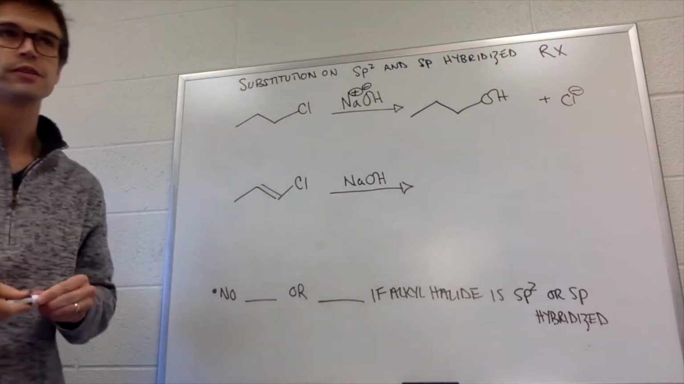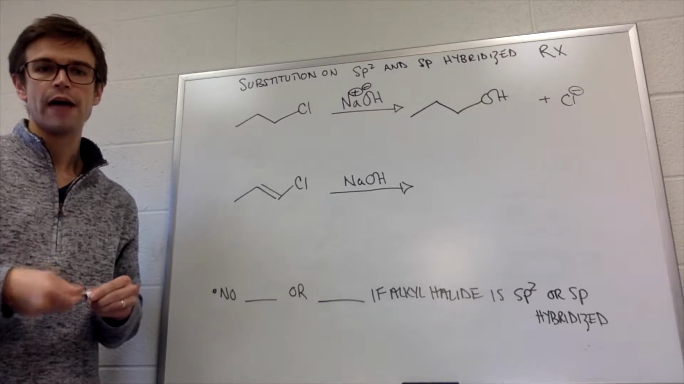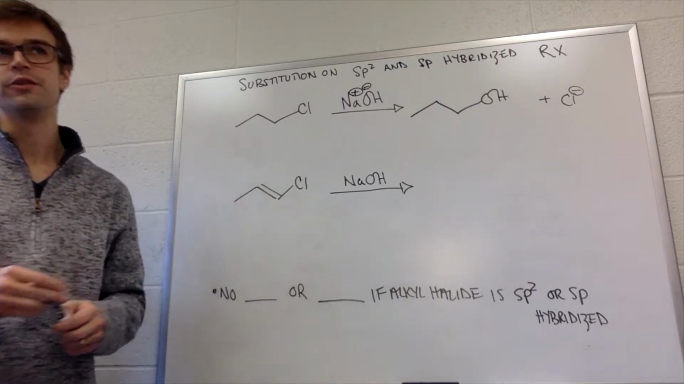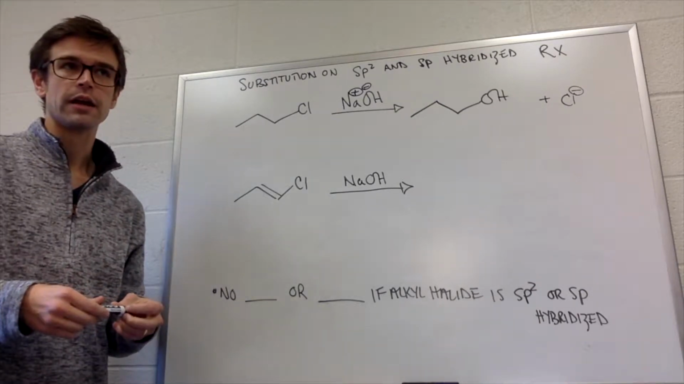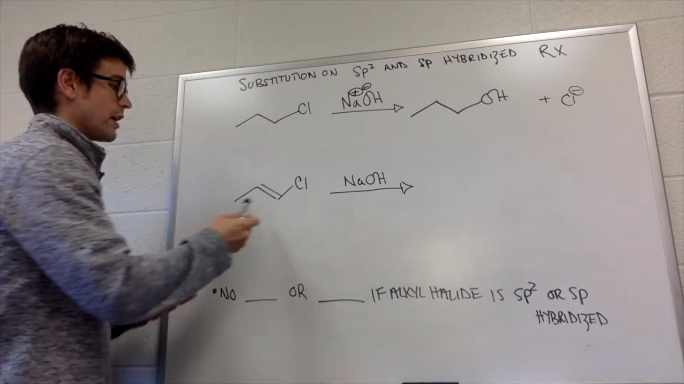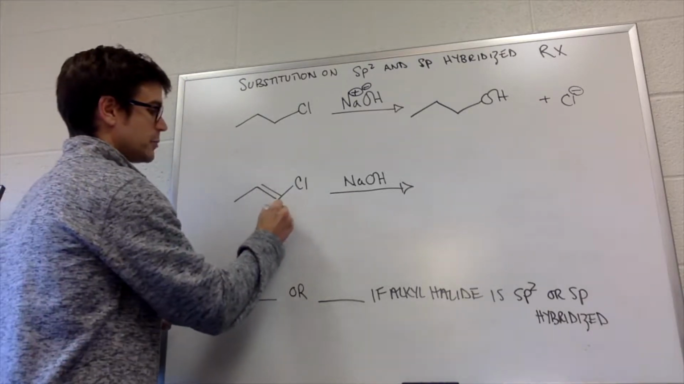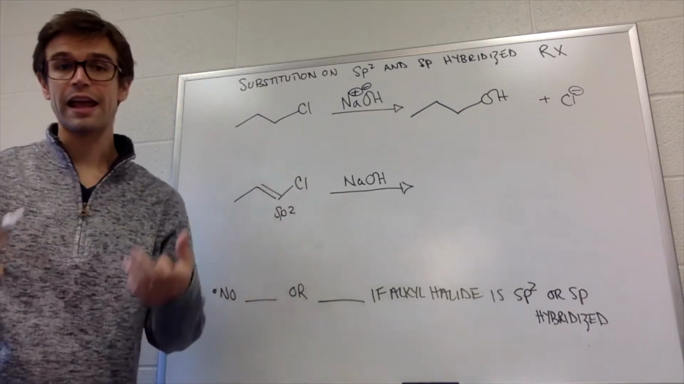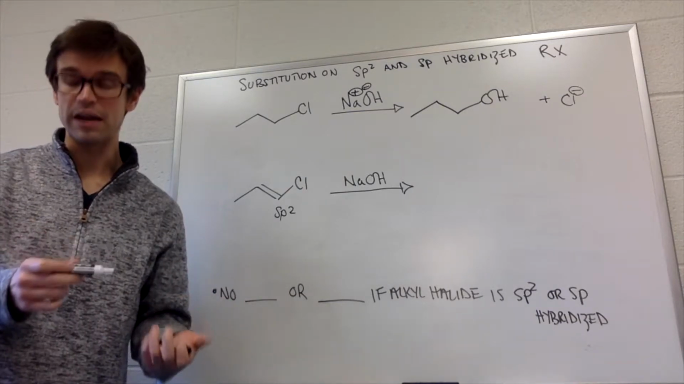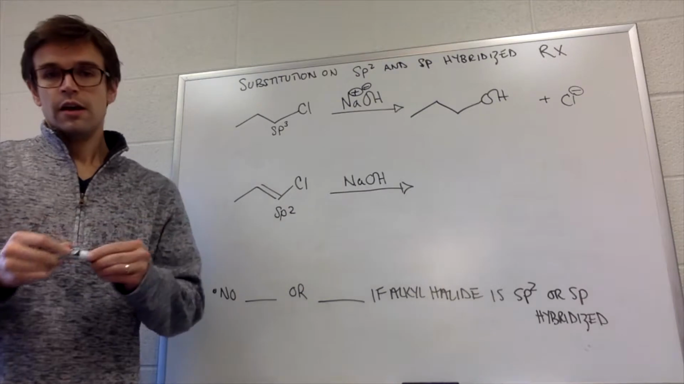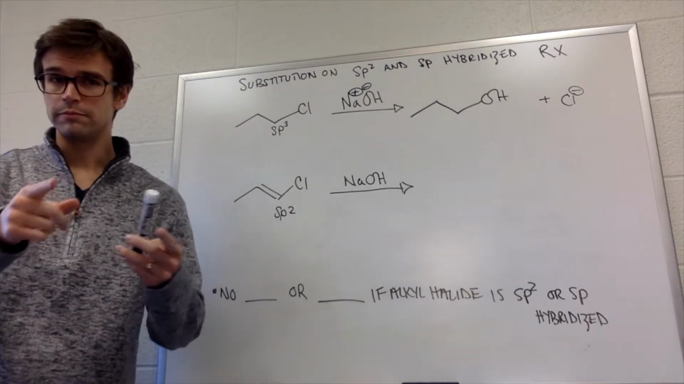So what is the difference going to be when we have an sp2 hybridized carbon bonded to a chlorine? What's the difference there? And what is the difference between an sp2 hybridization and an sp3 hybridization, as this one is? And think about that for a minute.